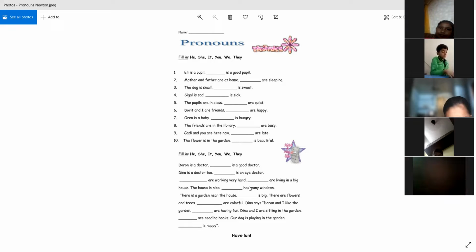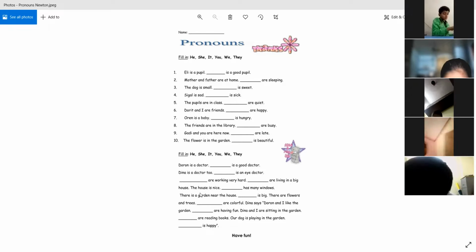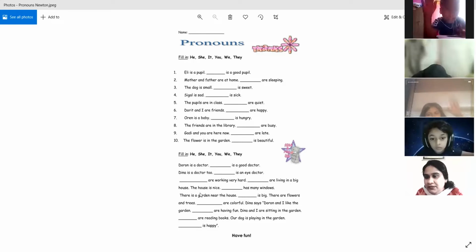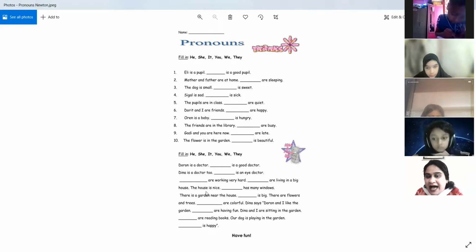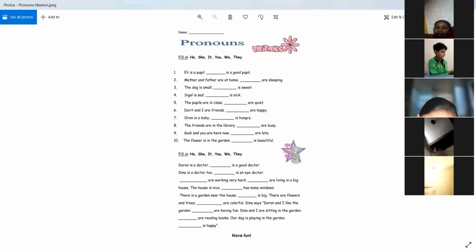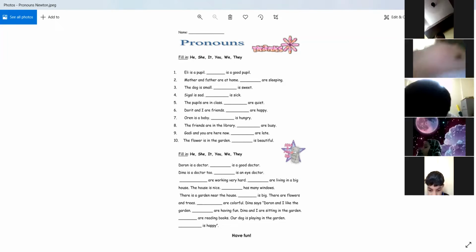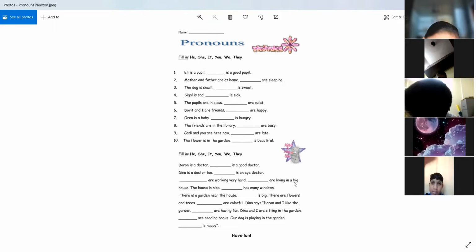Dash are living in a big house. Aisha? They. Very good. Again, they will come in this blank. Next one. The house is nice. Dash has many windows. Who wants to try?